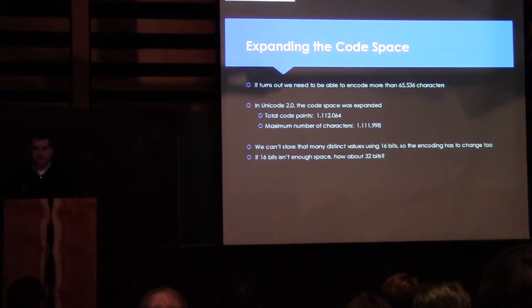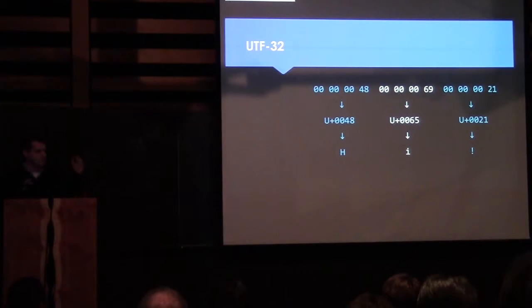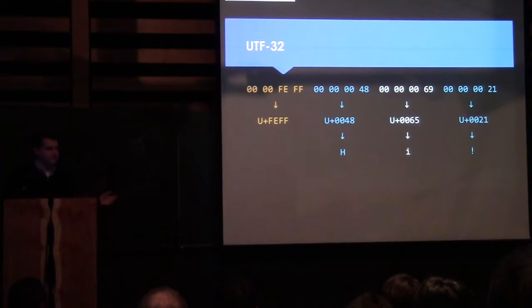How about the next logical number, 32 bits? So UTF-32 works just like UTF-16 did, except that we now have 32 bits per code unit to represent each of the characters. I've had to shorten my string from hello to hi because otherwise, I'd run out of memory on the slide. And so obviously, this encoding also has the same problem as before, that you need a byte order mark.